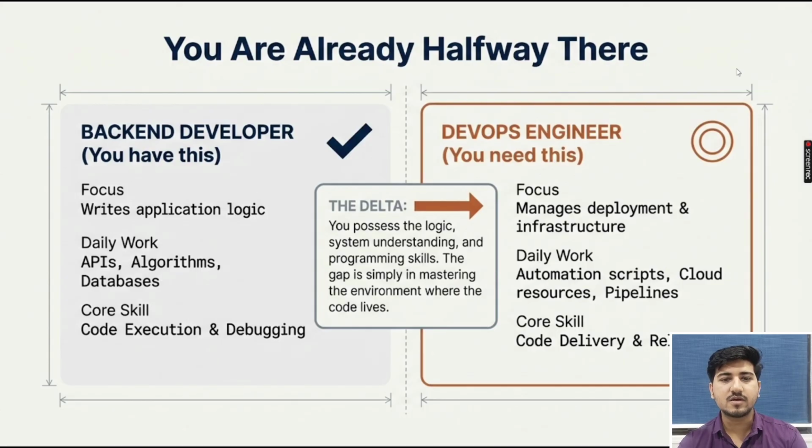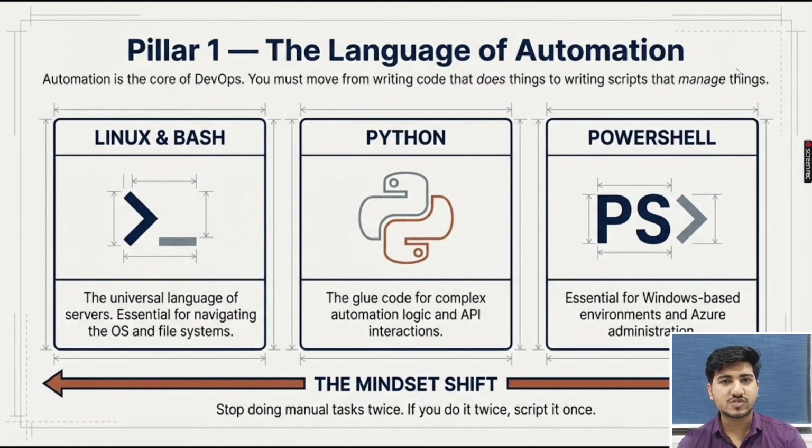Now the next thing you'll see is pillar one. The first one is the language of automation. What will be the language? Because till now you must be aware of Python, and different languages like Java and JavaScript. These are the languages you must have been using as a developer. But for this DevOps role, what is that language? So the first is automation.